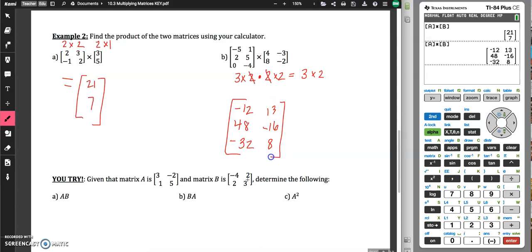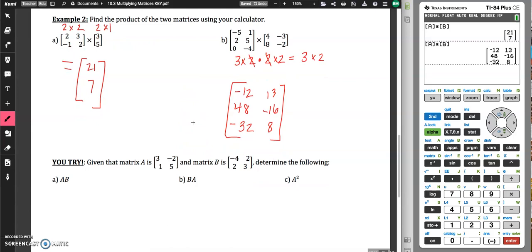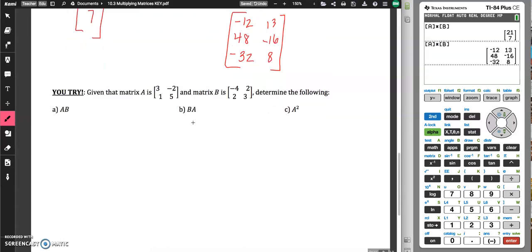All right, and I'm done. Okay, so you have a couple to try on your own. You can use the list of directions at the top of the page or just rewatch some parts of the video if you get stuck.